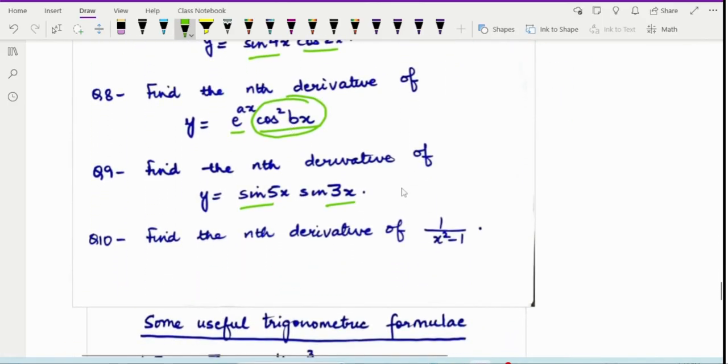And then you have 1 upon x square minus 1. I told you rational functions are done after doing partial fractions. You can split it easily into x minus 1, x plus 1 in the denominator, and then do partial fractions to make them look like two different 1 upon ax plus b, and then use the relevant formula to get your nth order derivative.